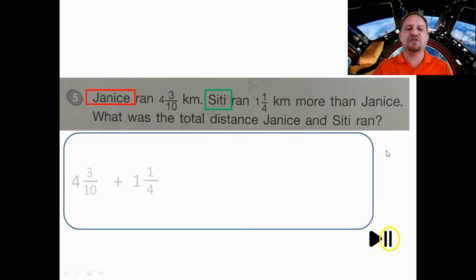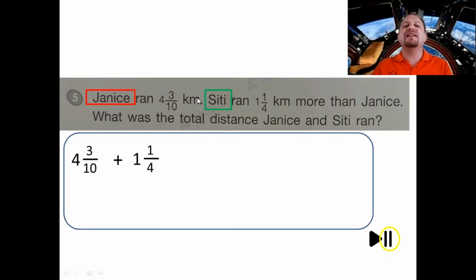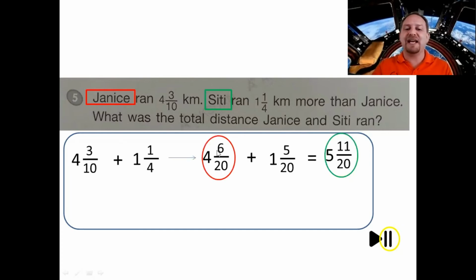The first step, students, you needed to plus Janice's kilometers with City, or this mixed number 1 and 1 over 4, because it said City ran 1 and 1 over 4 kilometers more than Janice. Okay, so we need to find the answer for City first, don't we? Okay, let's change the denominator into 20 again. So now Janice ran 4 and 6 over 20. We know that. Plus 1 and 5 over 20 equals 5 and 11 over 20. That means City ran 5 and 11 over 20 kilometers.